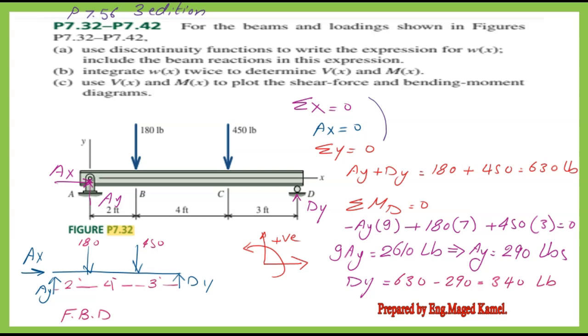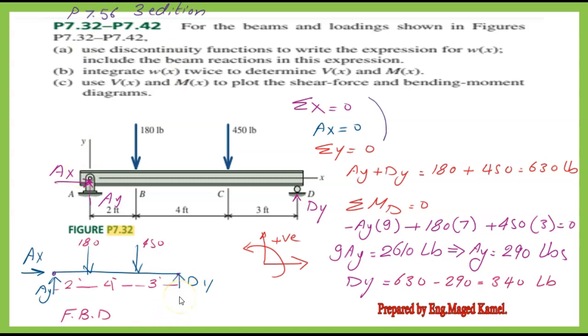First, we draw the free body diagram for the beam, which includes two reaction forces for the hinged support A, which are A sub x and A sub y. While for support D, which is a roller support, it has only one reaction, which is D sub y.